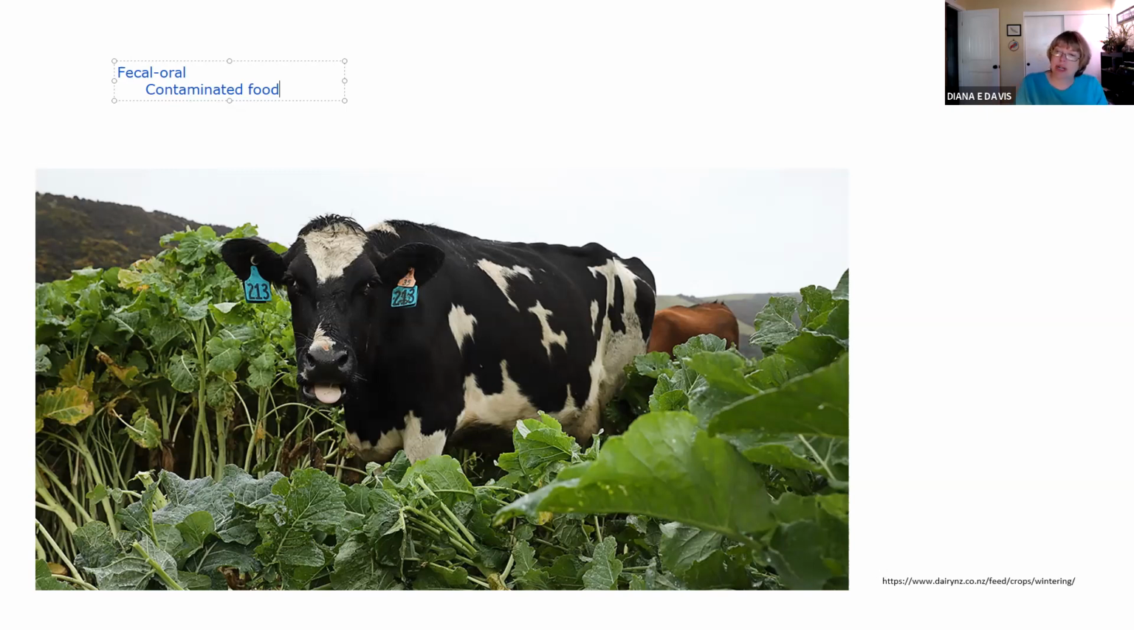We also have situations where farm workers are not given adequate facilities. They're working in the field, and they either go uphill to take care of their business, or find somewhere to do it. And that can contaminate things.